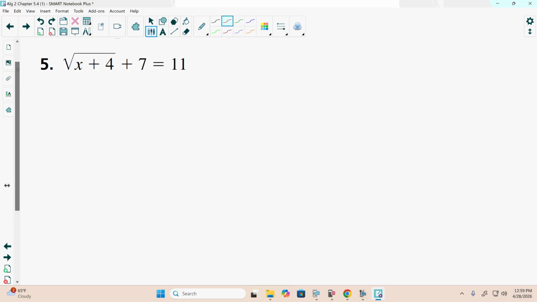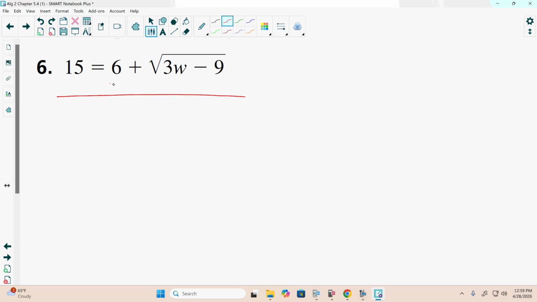I feel like we feel comfortable with this. So really, I mean, we could do this. It's not much harder, not much more complex. We're still going to do the same steps. We're going to subtract 6 from both sides, telling me that the square root of 3w minus 9 is equal to 9.